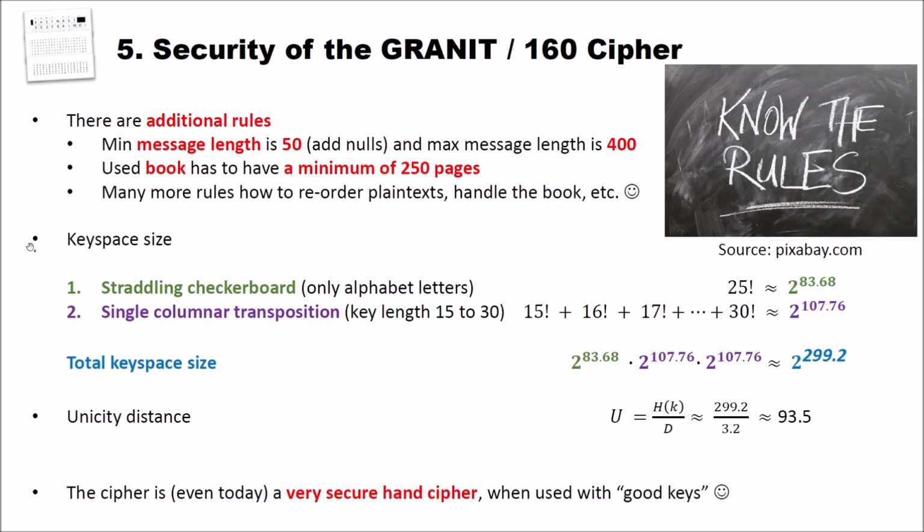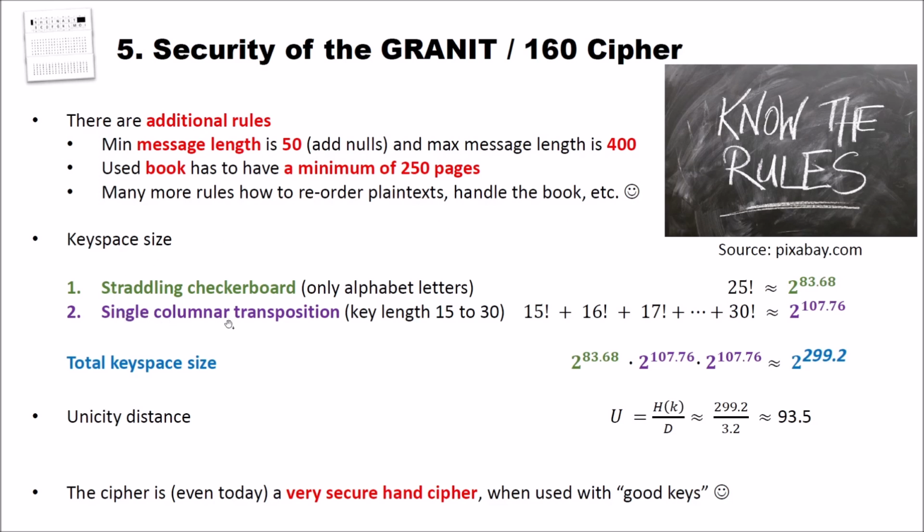Now let's compute the key space size of the GRANITE cipher. The key space size consists of 2 parts: the straddling checkerboard and 2 times a single columnar transposition cipher, which is a double columnar transposition cipher. The straddling checkerboard's key size, when we only change the alphabet letters, is 25 factorial, because we have 25 letters for the first letter to choose from, 24 for the second, 23 for the third, and so on, and this is 25 factorial. This is about 2 to the power of 83.68 for the straddling checkerboard.